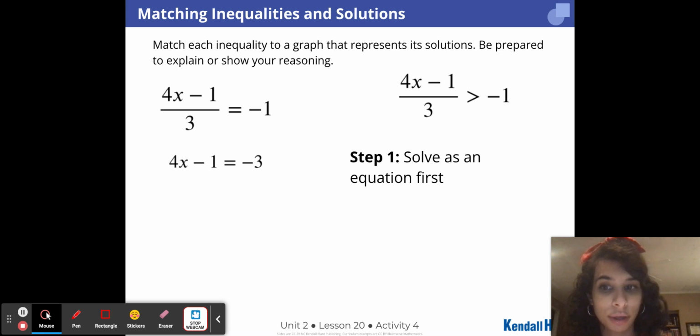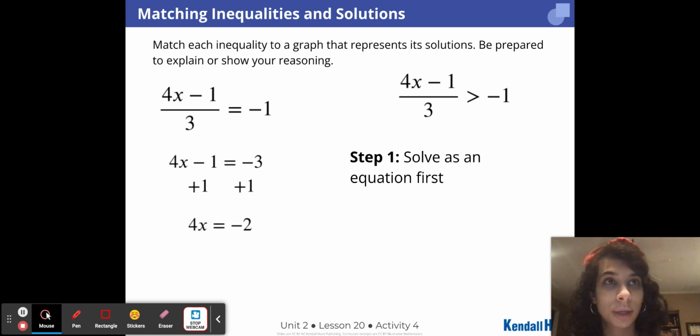So if I multiply by 3 on both sides, it's going to give me 4x minus 1 is equal to -3. To get x by itself, what else do I need to get rid of? I need to get rid of that 4 and the -1. The first thing I'm going to do is I see that subtraction. What's the opposite of subtraction? Addition. So I'm going to add 1 on both sides. That's going to give me 4x is equal to -2.